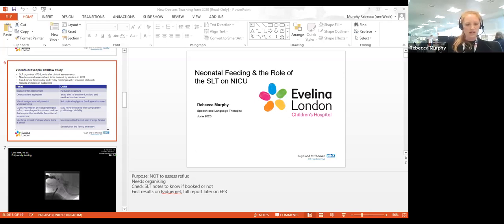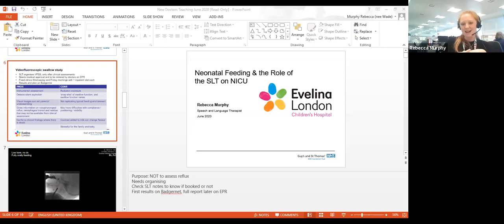It gives information about nasopharyngeal reflux, which we can't necessarily see on clinical assessment. We look at esophageal transit, although we're really only looking at the top part of the esophagus, not further down. And we can see residue that we can't necessarily see on clinical assessment. And it can confirm our findings from clinical assessment as well. The negatives are obviously that it's radiation exposure.